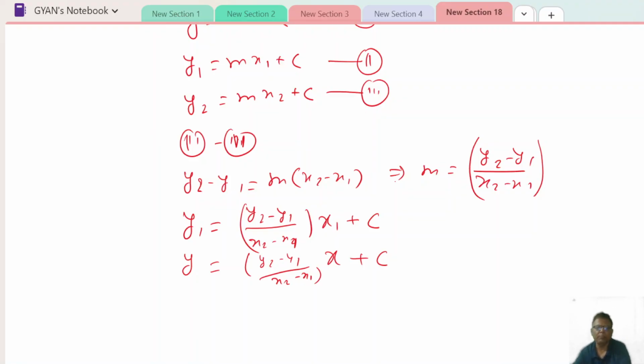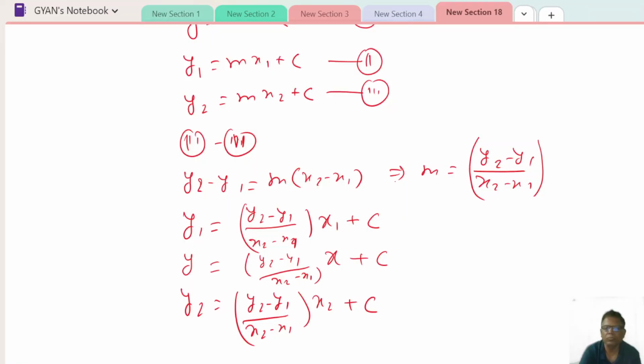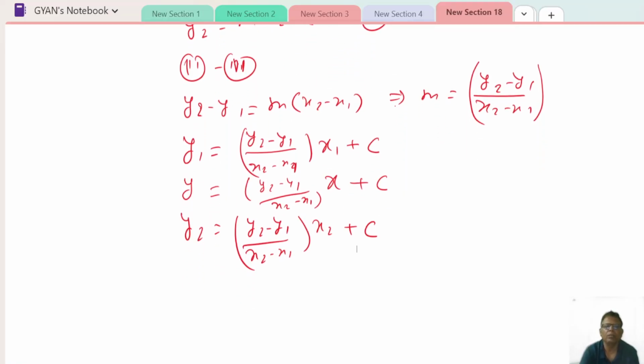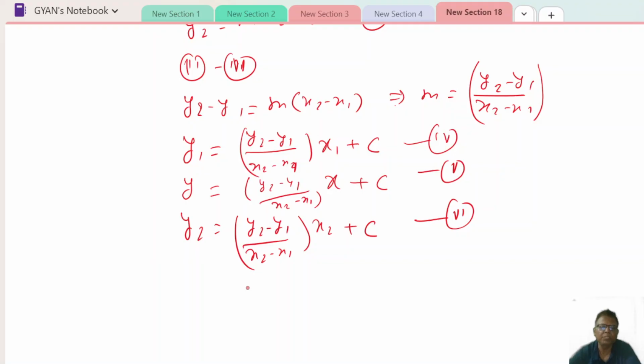And in third also you can put, that is not an issue. So y2 is equal to (y2 minus y1) divided by (x2 minus x1) into x2 plus c. Suppose this is 4, this is 5, this is 6. So what you do from 6 to 6 minus 4, so y minus y1 is equal to (y2 minus y1) divided by (x2 minus x1) into (x minus x1).